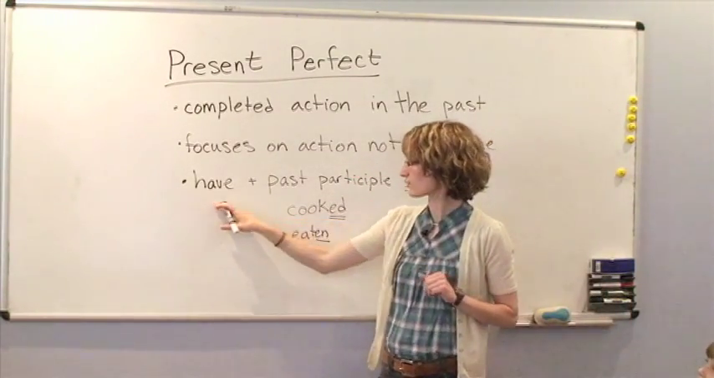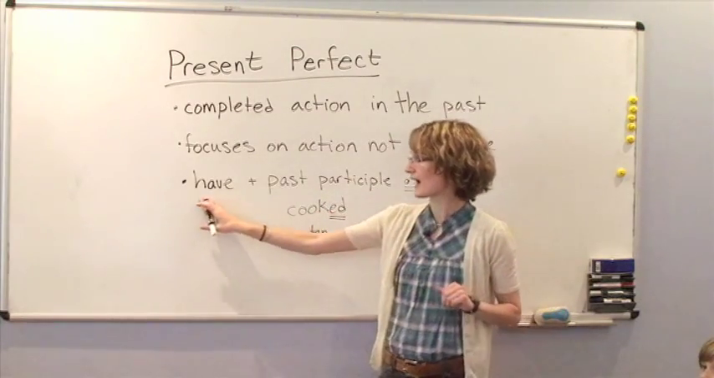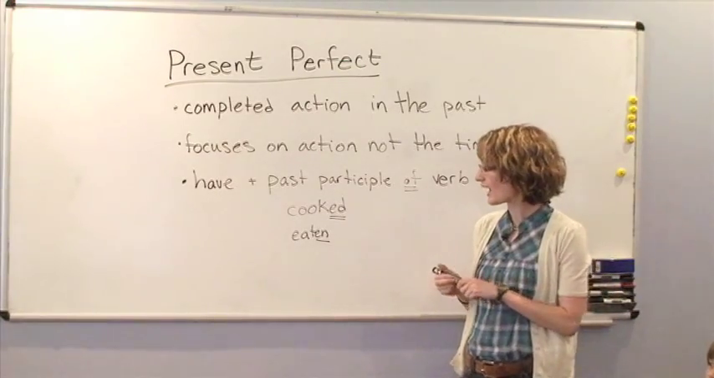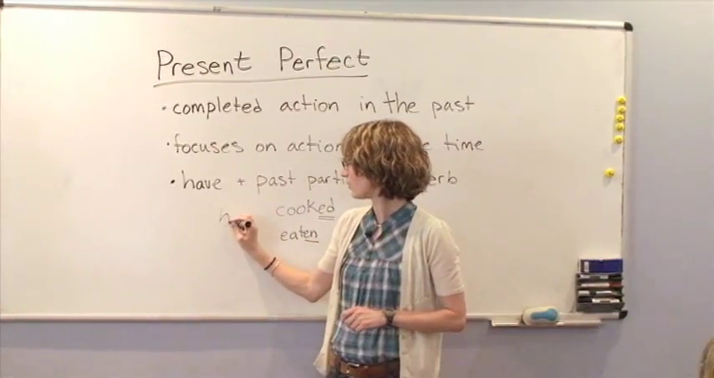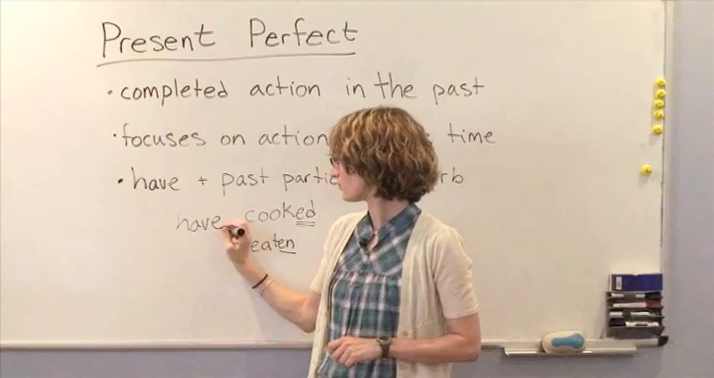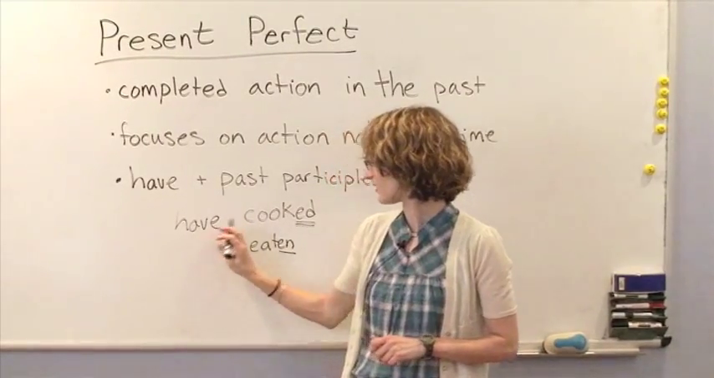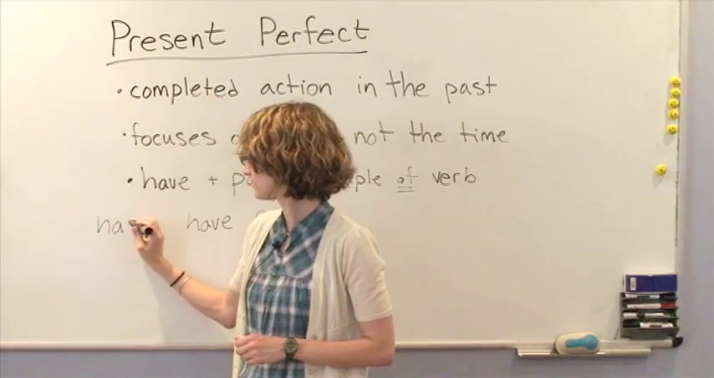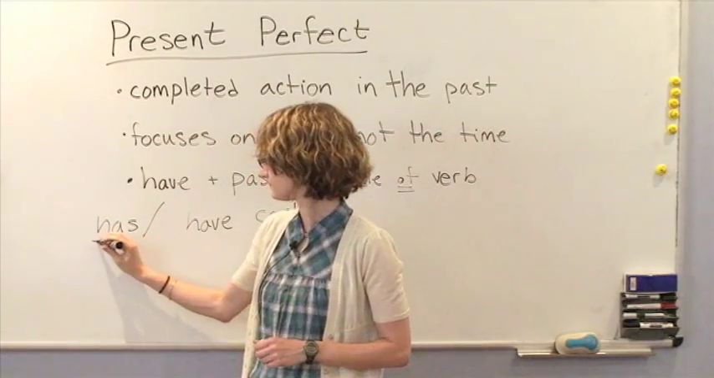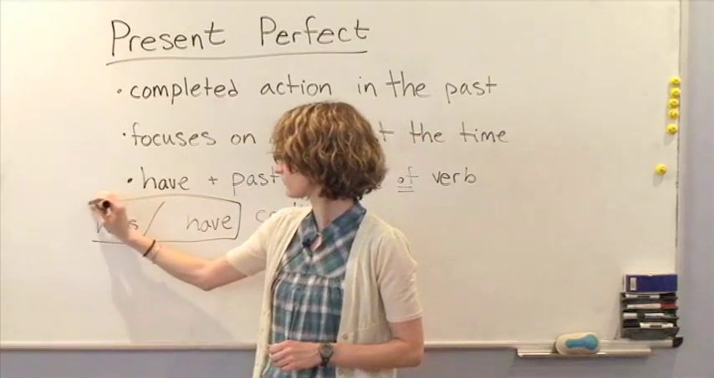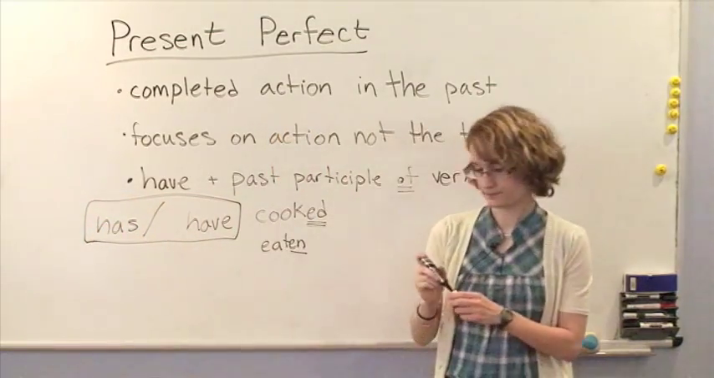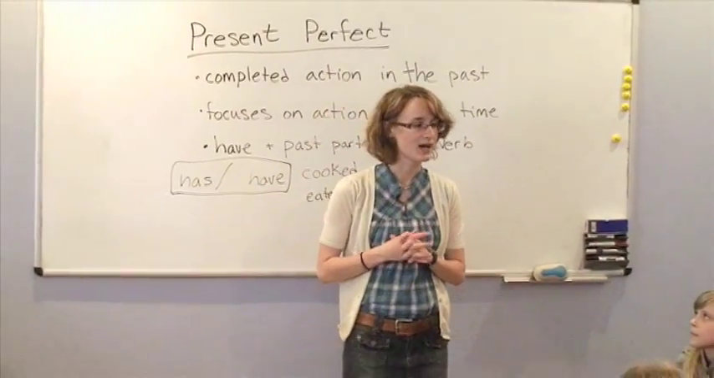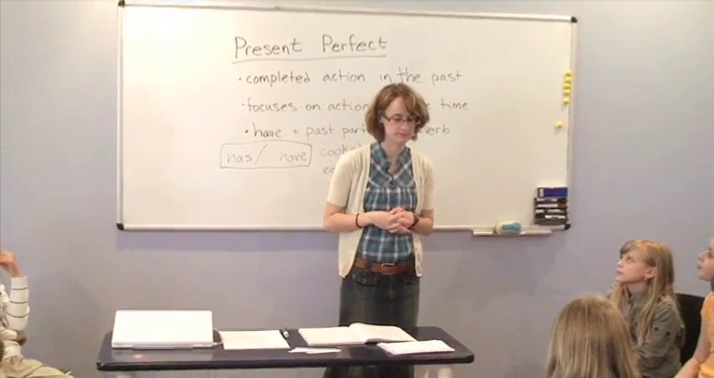And this is the formula. So it's have plus the past participle of a verb. So you have cooked, okay? Or you could say, yeah, have cooked, okay? Or you could say has, okay? So I will ask you some have you ever questions.